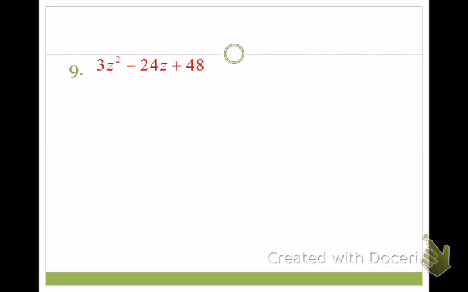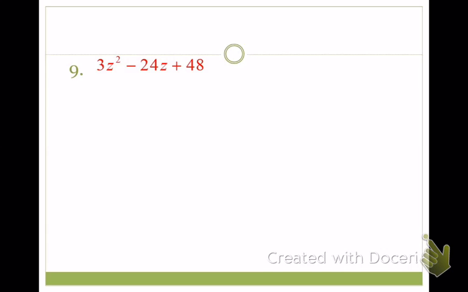Now, look at number 9. First things first, I'm going to check to see if this is a perfect square trinomial. Can you square root the first term? The answer is no, because you can't square root 3 and get a whole number. I mean, you can square root 3, but it's not a whole number. That's what we're looking for. So we got to stop for a second.